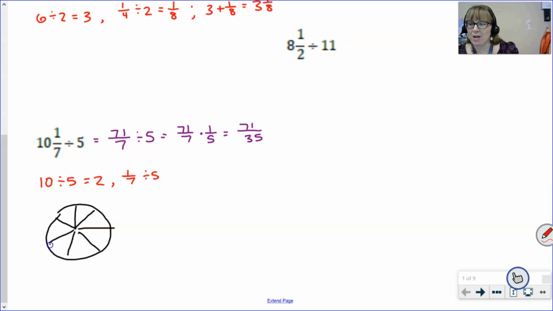And I have just 1/7 of those. So all the rest of these pieces are already gone. But again, I want to be fair, and I want to take this 1/7 of a piece and I want to split it evenly among those 5 households. So that means this is going to have to be split into 5 pieces. Let's see if I can find a good color for that.